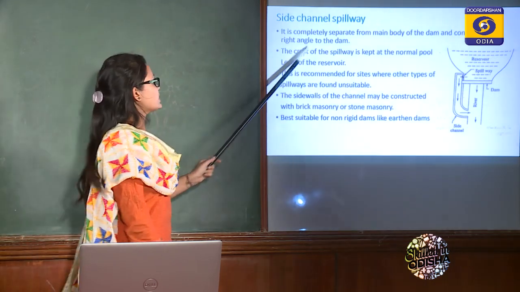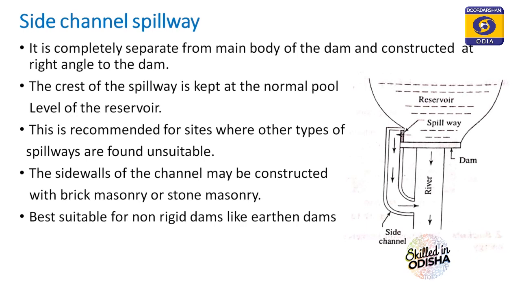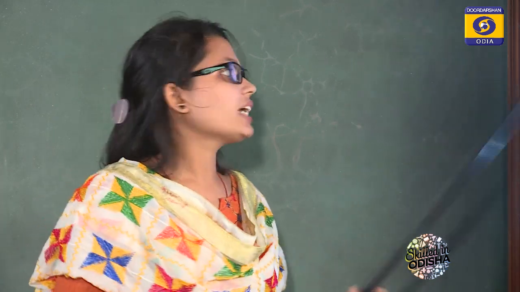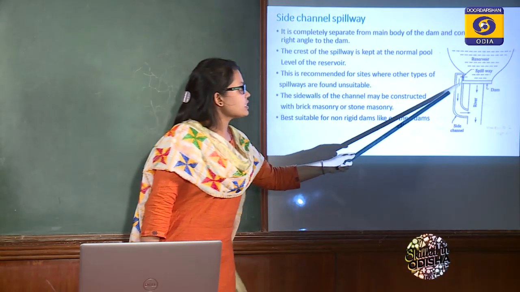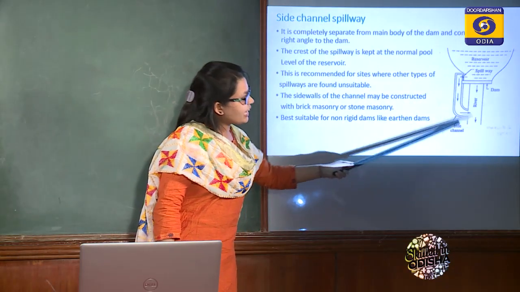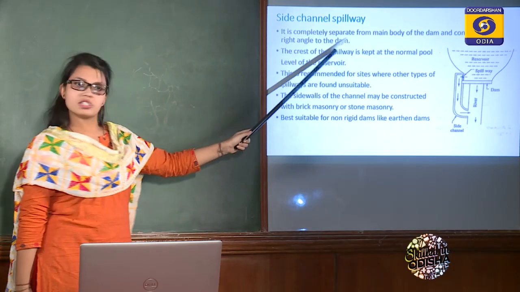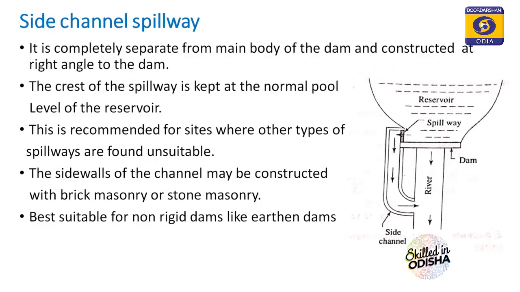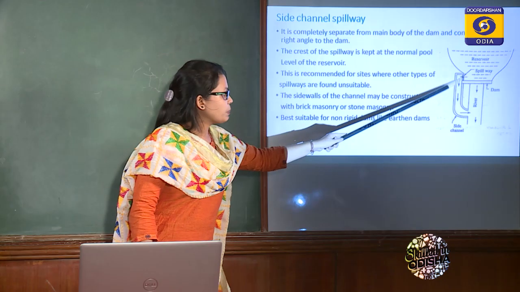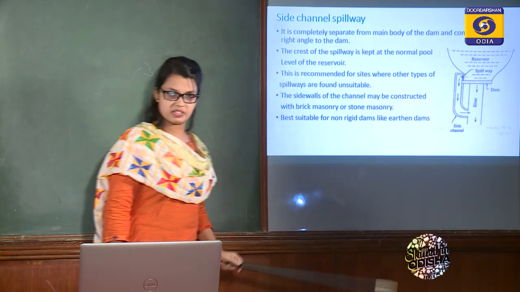Then come to the side channel spillway. The side channel is completely separate from the main body of the dam. Therefore it is called a side channel, provided at the side of the dam, or at right angles to the dam. You can see this is the dam, and it is constructed at right angles to the dam, therefore it is called a side channel spillway. The crest of the spillway is kept at the normal pool level. Whenever the water rises above the normal pool level, it will enter through this spillway and be let back to the downstream side.